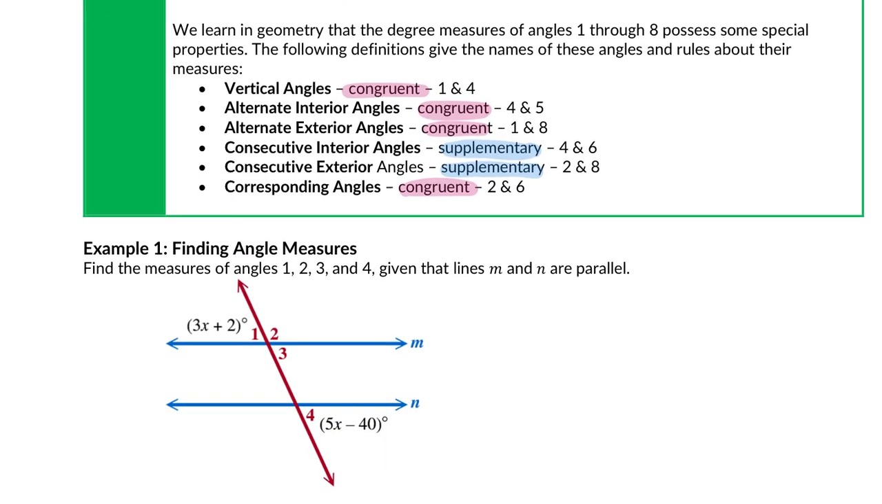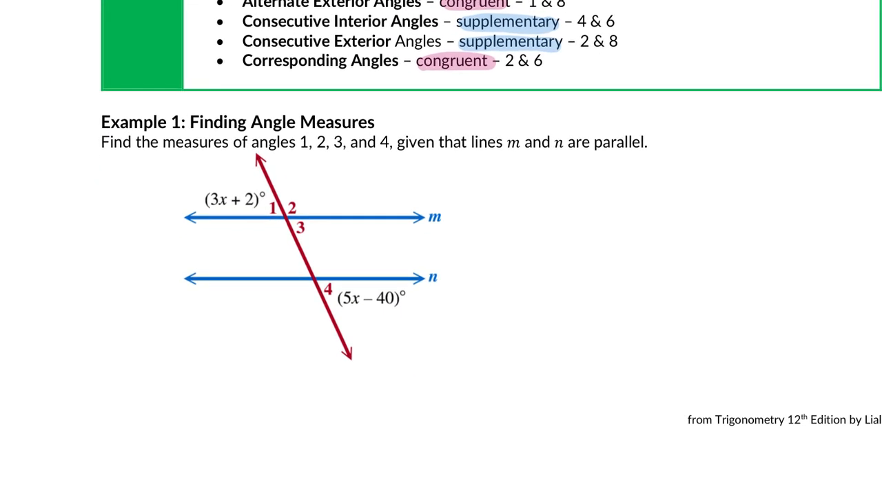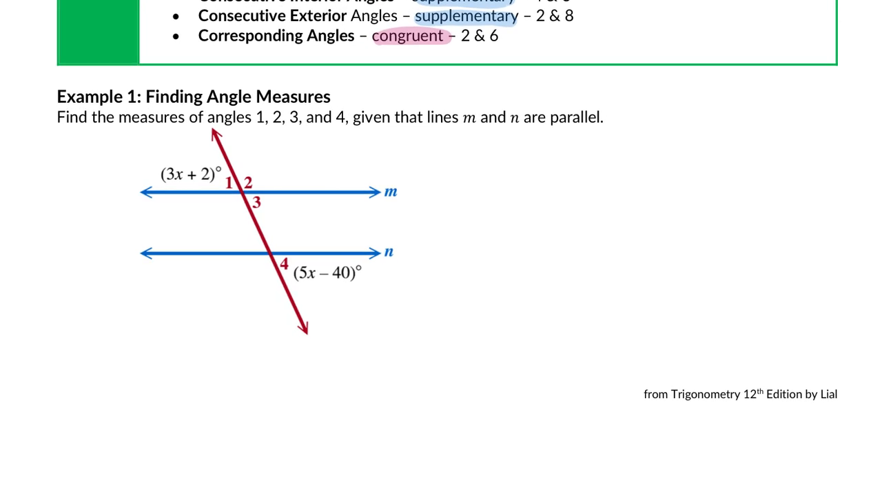For example, we're going to find the measures of angle 1, 2, 3, and 4, given that lines M and N are parallel. So if we know that these two lines are parallel, what do we know about angles 1 and 4? They're the same. They're congruent. So mathematically, we would write angle 1 is congruent to angle 4. Algebraically, that means that 3x plus 2 should be equal to 5x minus 40. Our algebra skills are coming back in. We see that this is a multiple step linear equation to solve.